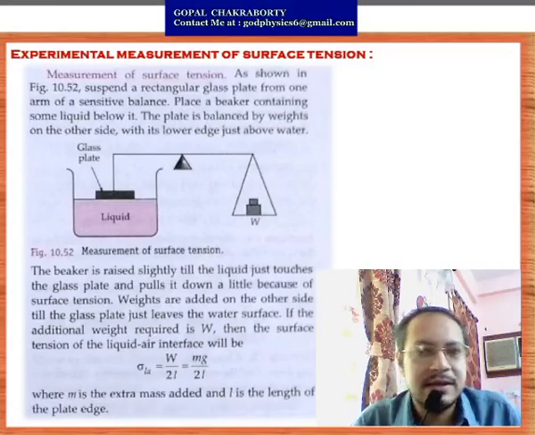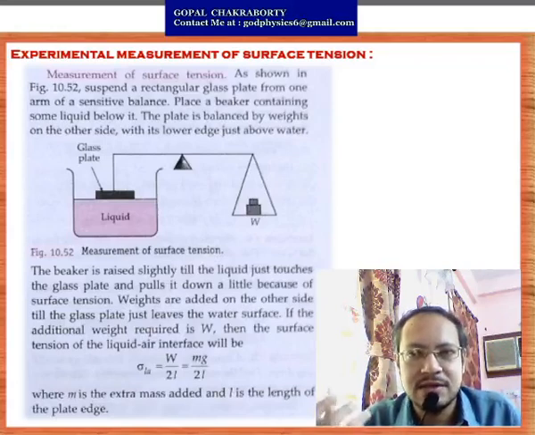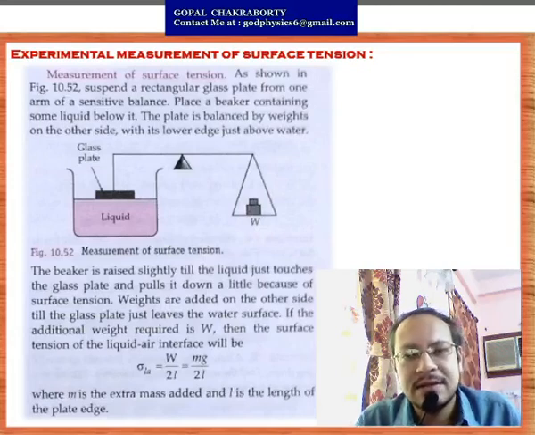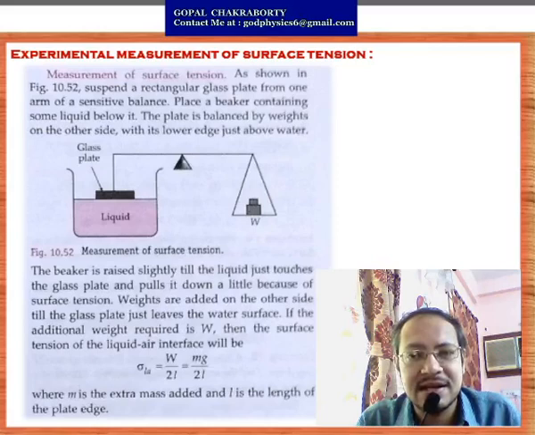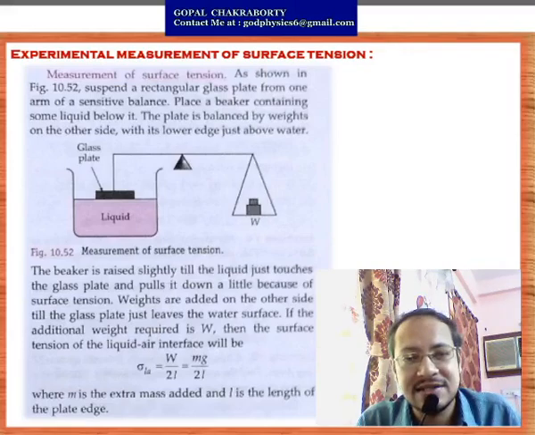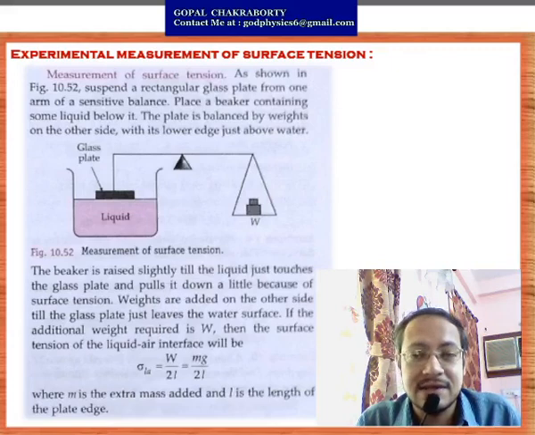Okay, so here the balance is there on both sides. We place a glass plate on one side, and the other side holds the weights. The beaker is raised slightly till the liquid just touches the glass plate and pulls it down a little because of surface tension. So weights are added on the other side till the glass plate just leaves the water surface.